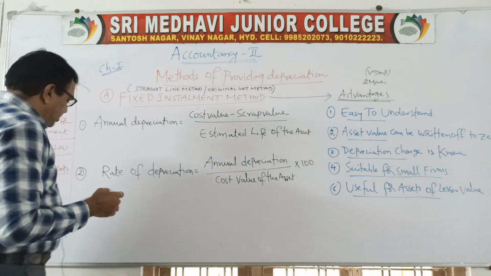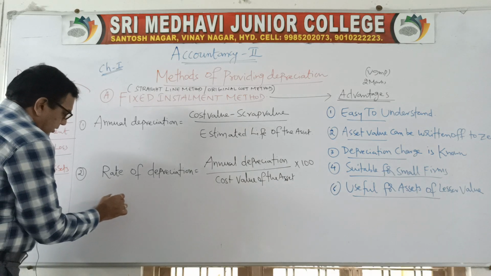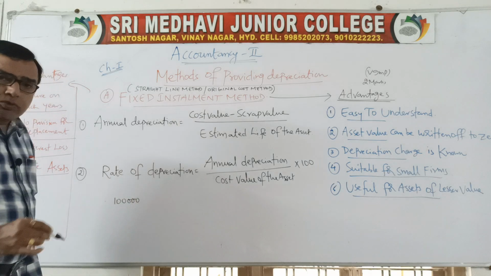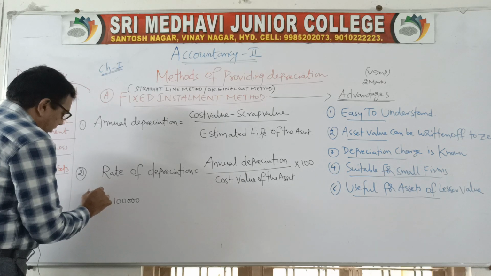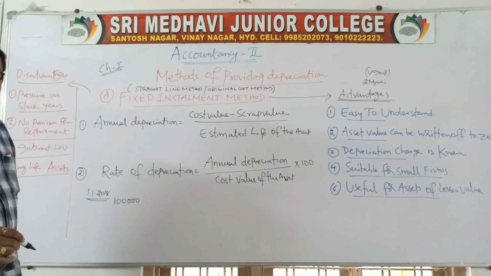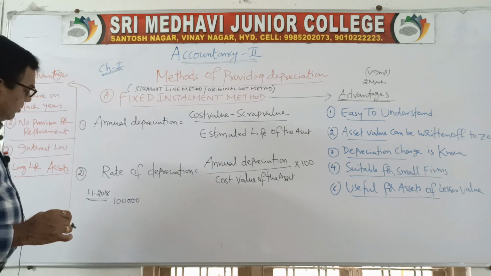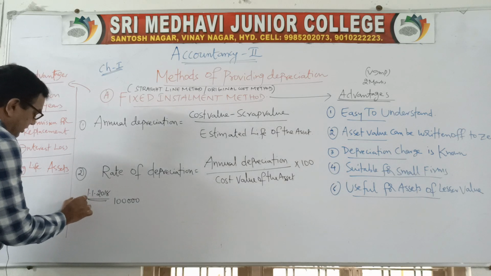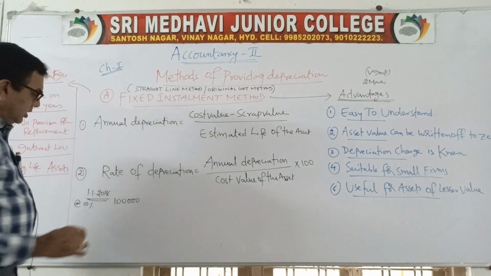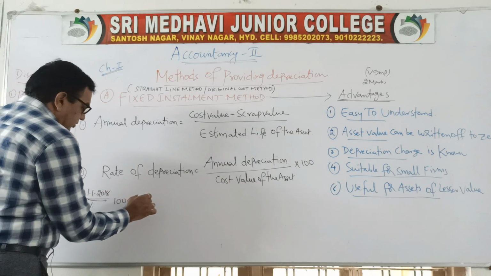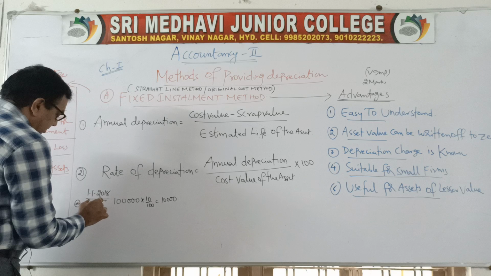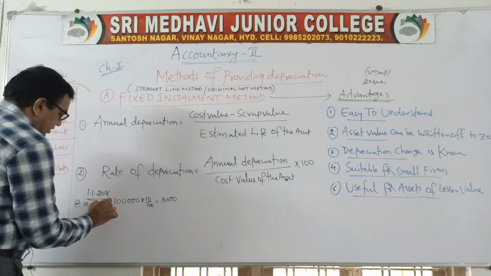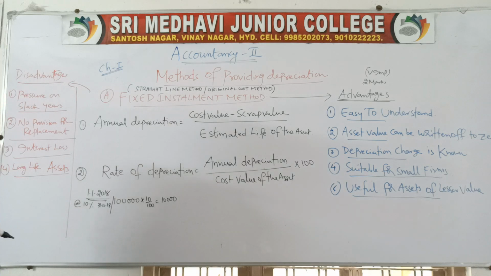Why is it called the straight line method? You see, for example, we have purchased an asset for 1 lakh rupees on 1/1/2018. Now the company has decided to provide depreciation at the rate of 10%. So every year we calculate like this: 1 lakh into 10 by 100 comes to 10,000. Always depreciation is provided on the last day of the year. Remember this point now.